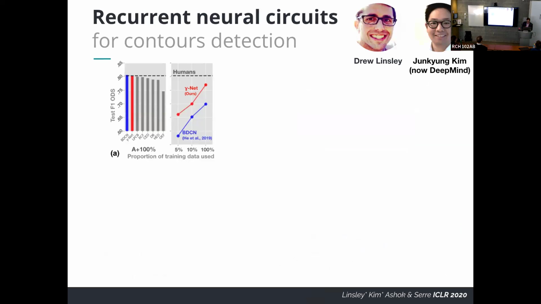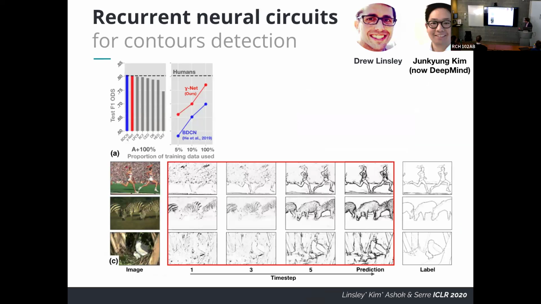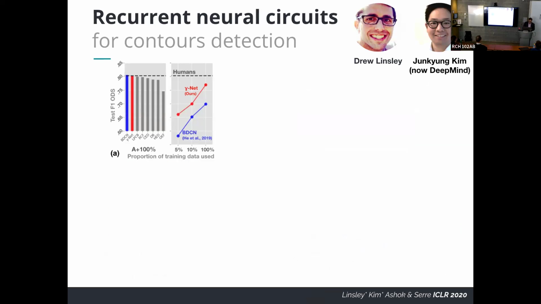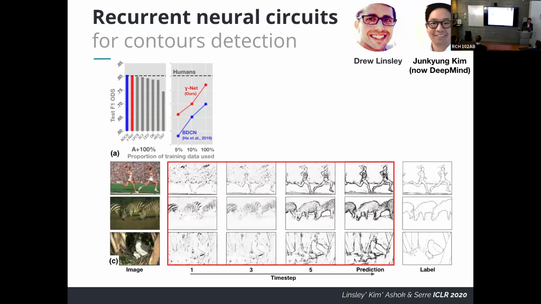So here's one example of what happened when we train. We take a feedforward neural network, 3 layers, and then we allow this network to learn horizontal connections and top-down connections. We train that model on the Berkeley segmentation data set, where there is human ground truth for all the semantic contours in the scene. Here you see an example of images there.